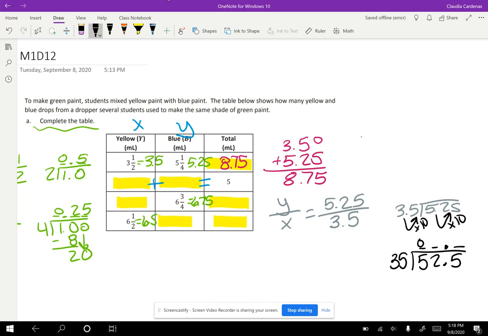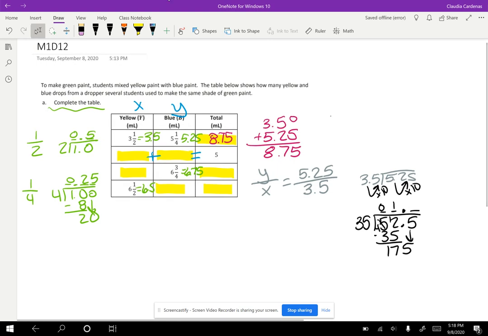And so I see that 35 goes into 52 one time. And then I'm bringing down the 5. And now here I may need to guess and check. So 35 goes into 175, let's say 5 times. Let's guess. With 5 times, 25, 15. Perfect. Right on the head. So I know that 5.25 divided by 3.5 gets me a unit rate of 1.5.